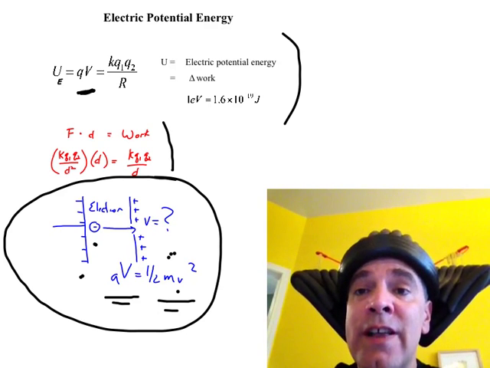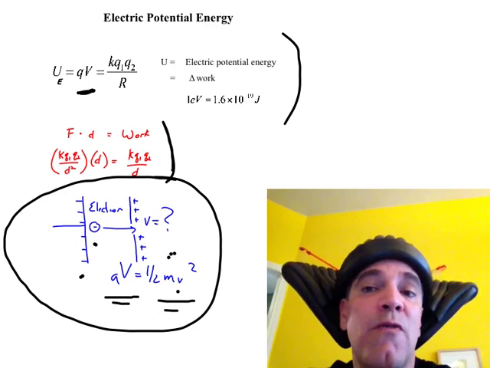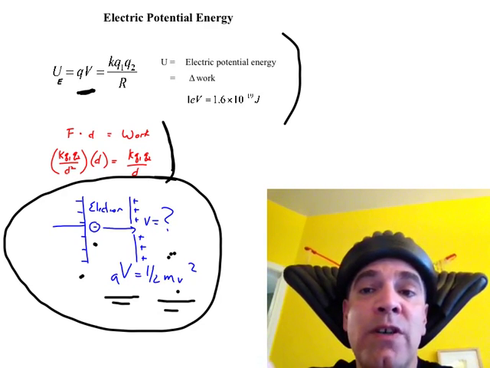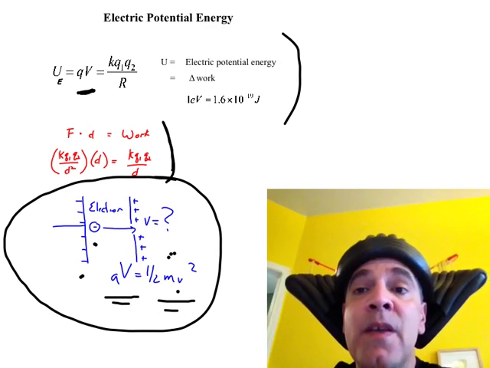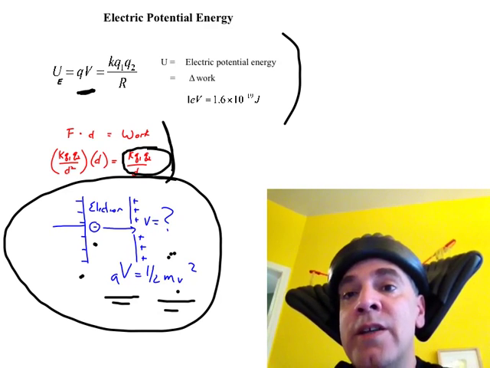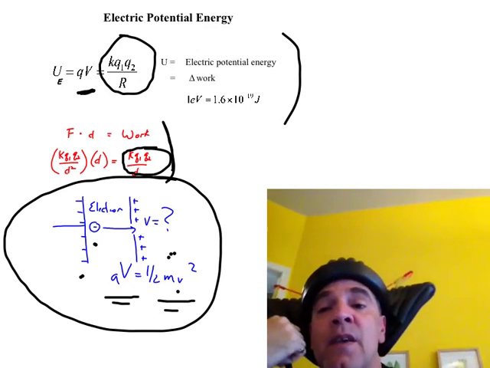This right here is just telling us that this is very similar to our work formula, because if we take the force, the electrical force, kQ1Q2 over d squared, and multiply by the distance that it is moving, which is just the d, we get our equation for electric potential energy, which is kQ1Q2 over r.